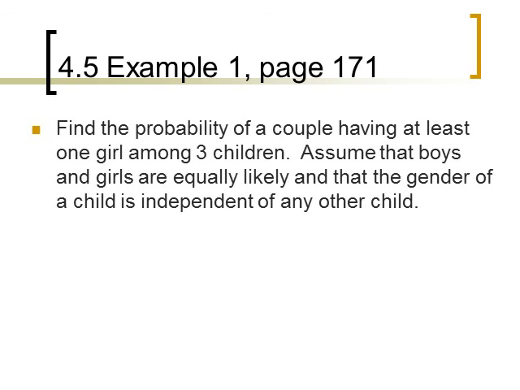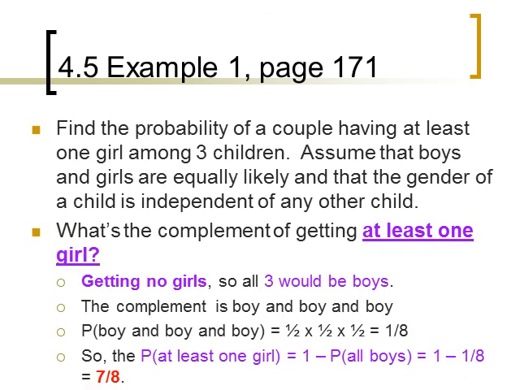So let's deal with the complement of this event first. So the complement of getting at least one girl is getting no girls. So that event would be a situation where they would have all boys. Now the reason why this is easier is because it's a lot more simple to solve for if we look at this compound event of having 3 boys. So the complement is boy and boy and boy. So the probability of getting a boy 3 times in a row, since we're using the word and, we're going to multiply those 3 separate probabilities.